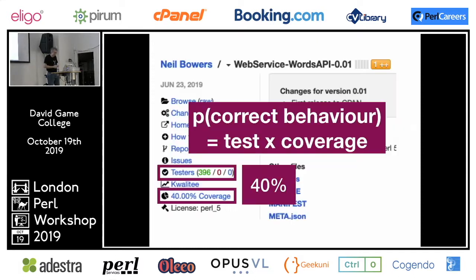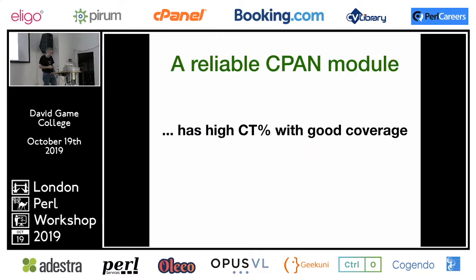So then you could say the probability of correct behavior is just multiplying those two things together, which for my module is 40%, which is probably about right, if I'm honest. As we go through, I'm going to try and build up a definition of a reliable CPAN module. So a reliable CPAN module has a high CPAN Testers percentage with good coverage.